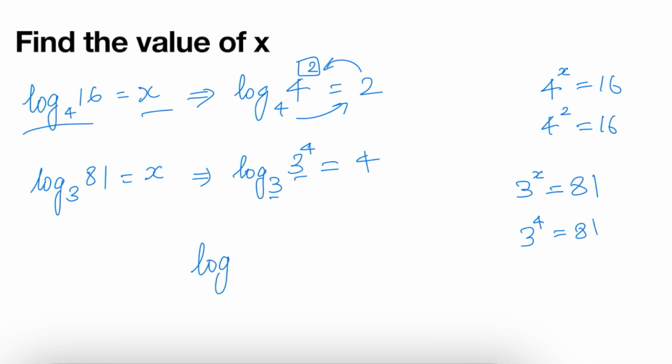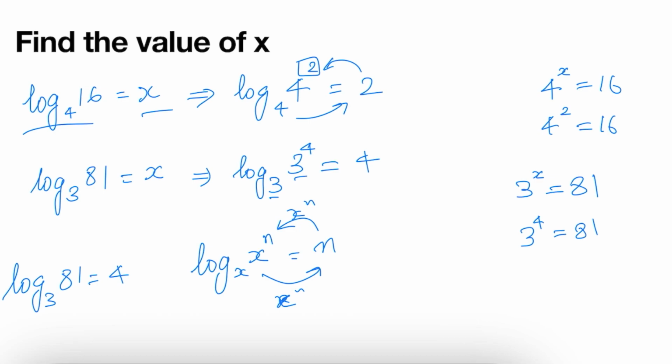So the reason I wrote it this way is because I want to tell you one simple rule. If you have log x to the power n to the base x, the answer to this logarithm is n, because x to the power n is equal to x to the power n. So that's why I wrote it like this. You can just say log 81 to the base 3 is equal to 4 as well.